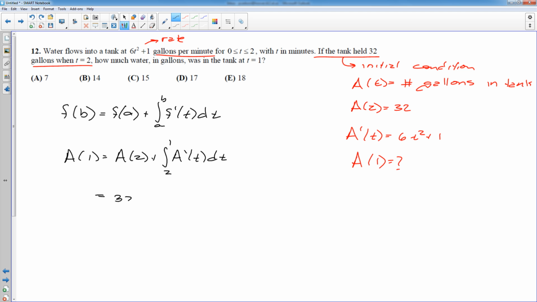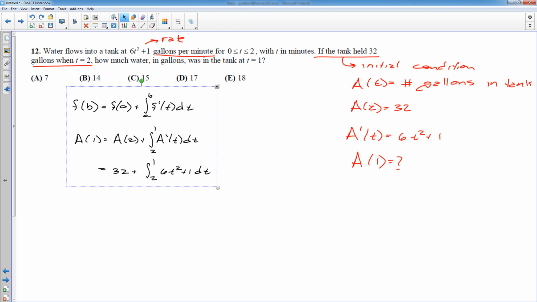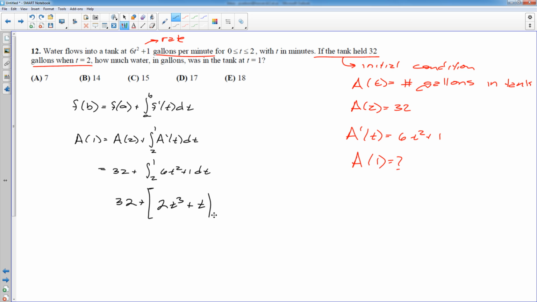A of 2 was 32 plus antiderivative from 2 to 1 of 6t squared plus 1 dt, and that's a fairly easy antiderivative, power rule, so we'll knock that out fairly quickly. So that would be 32 plus, just make sure you don't get that 32 wrapped up in the antiderivative. Antiderivative of 6t squared is going to be 2t cubed plus antiderivative for 1 is t, from 2 to 1. So 32 plus, plug in the top number first, plug in 1.